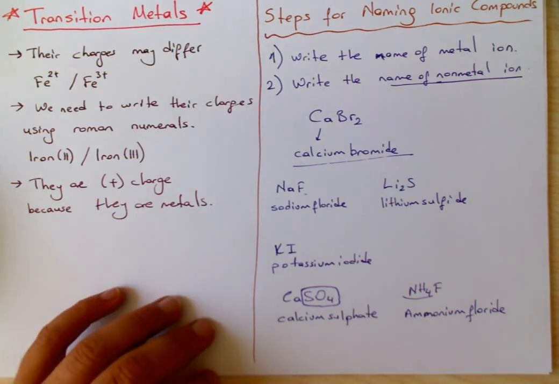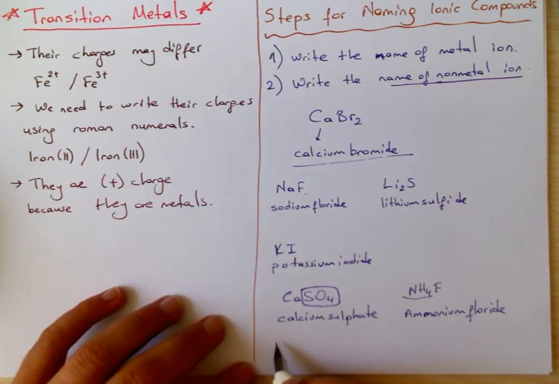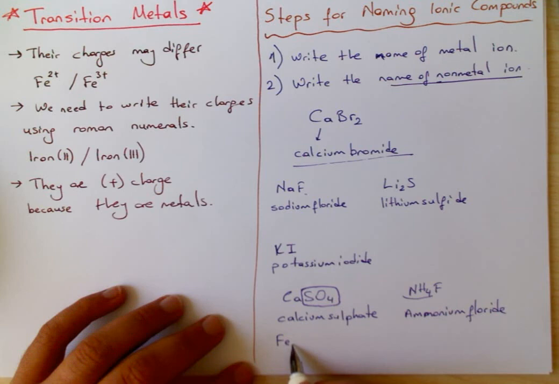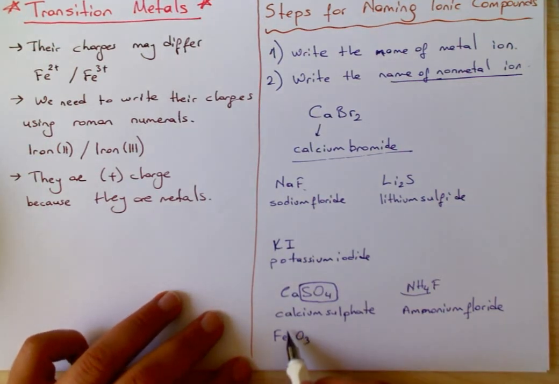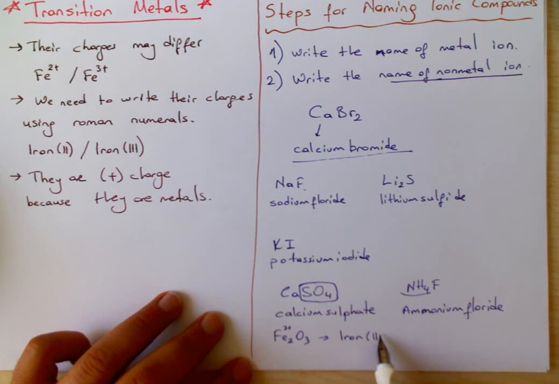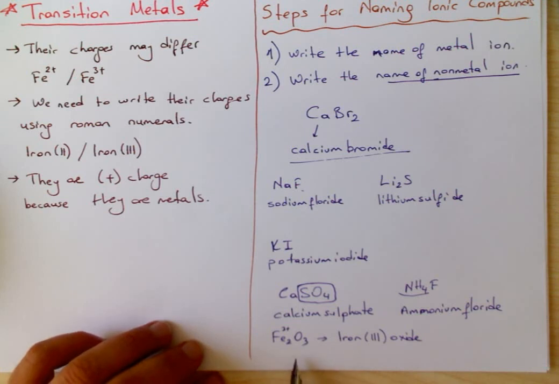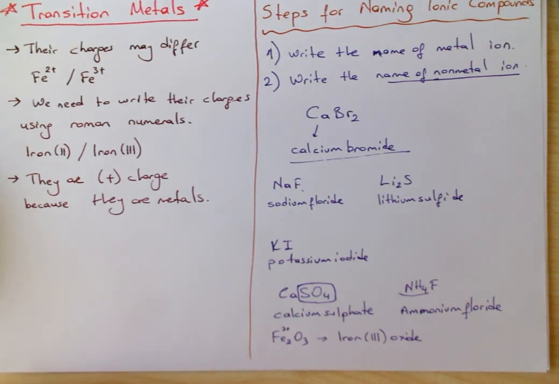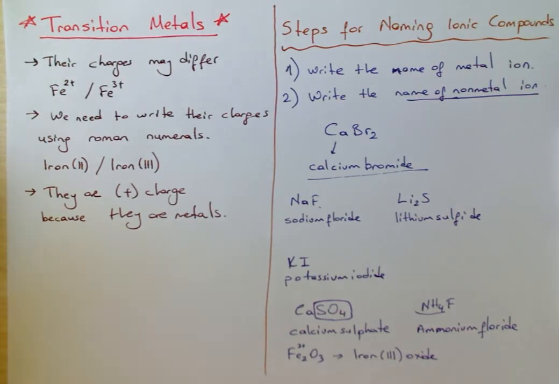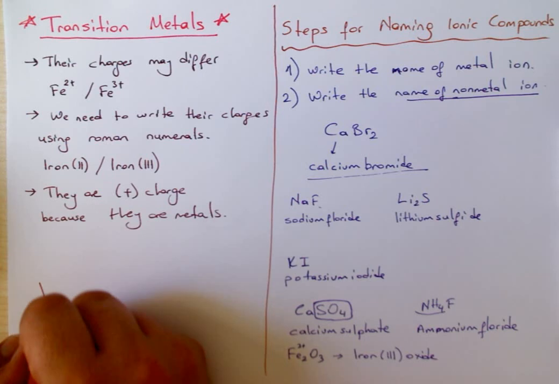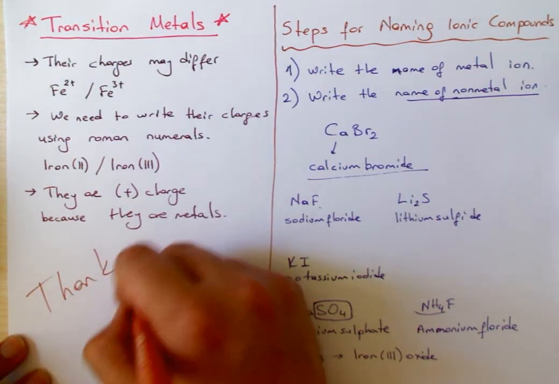And one example with the transition metals, let's think about this one. So here we see that the iron has +3 because of this 3. So the name of this is iron 3 oxide. For transition metals, in the next video I will explain them further. And this is all for now. Thank you for watching.